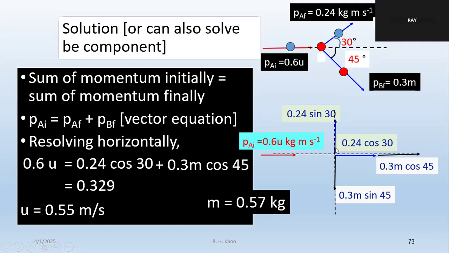Whereas this one is in the y direction. In the y direction, they must be equal to give a resultant of 0.